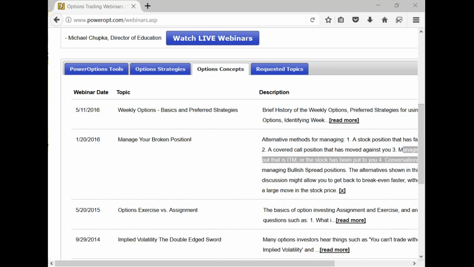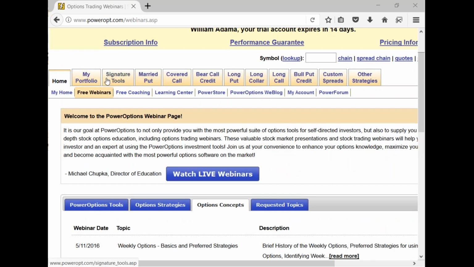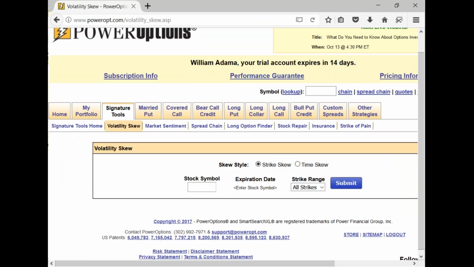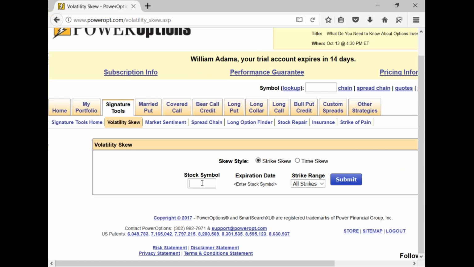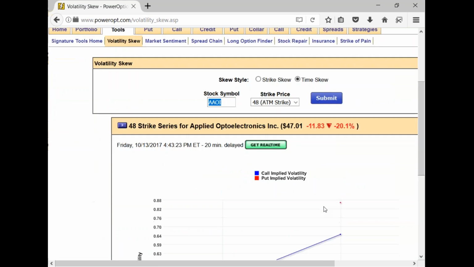And Bruce asks, can you scan for volatility skew between weekly option expirations, such as at the money option on Apple between week 1 and week 2? You can see it, but it is not available in the search screens, okay? That is one of the signature tools. So I can go into volatility skew, and I'll just do AAOI, for example. And what we want to do, of course, is the strike skew, not the time. We want to look at the, oh, I'm sorry, no, you do want to look at the time skew. My apologies. And the 48 strike, which is at the money now.